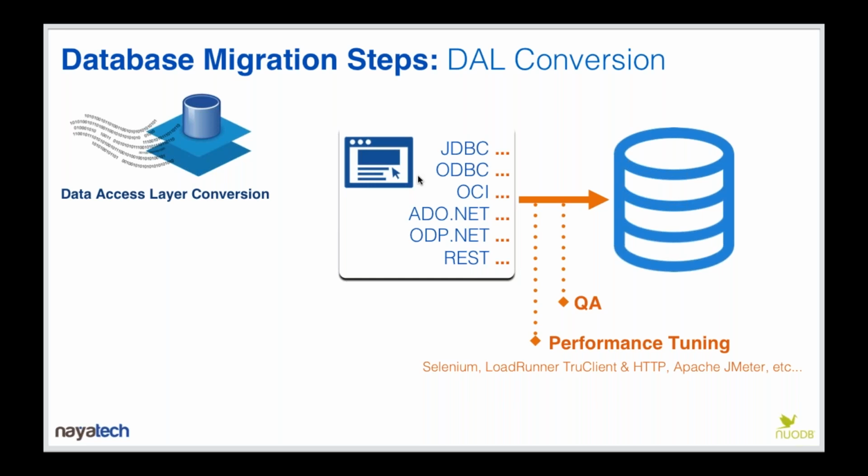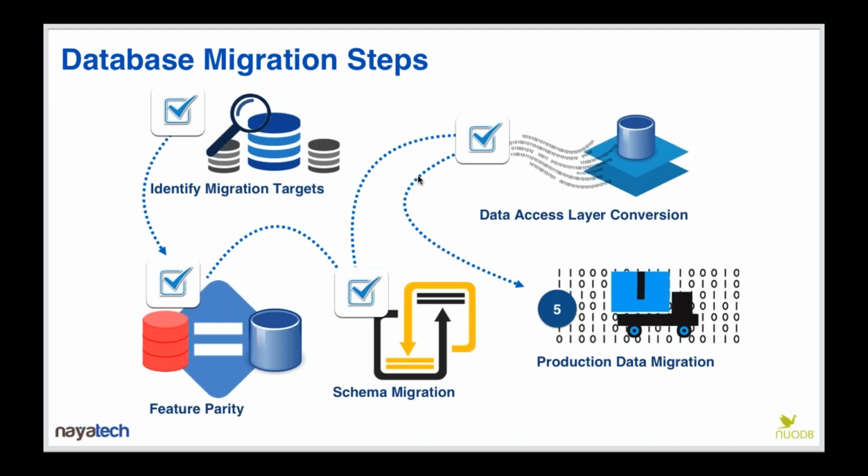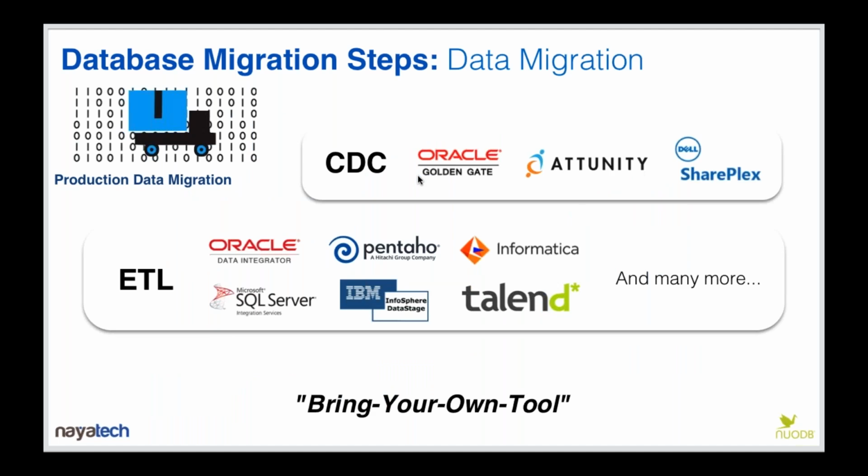So this is the data access layer conversion piece of the puzzle. Next slide, please. Once you have done all of that, reached feature parity, converted your schema, and made the required modifications to your applications so they are compatible with the target engine, the final step is doing the actual data migration itself. Next slide, please. Here it basically means that once you have your target database ready, deployed, schema converted, and applications modified, you still have to move the data that exists in your source database to the target database. There are tools out there that allow you to do that with minimal downtime.